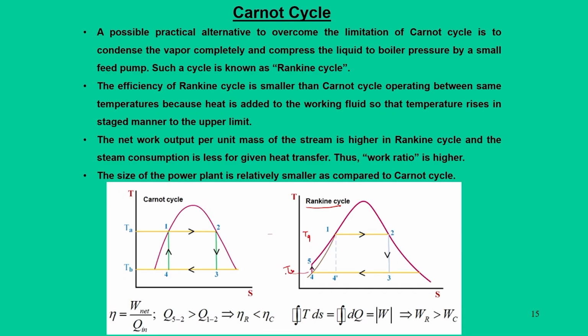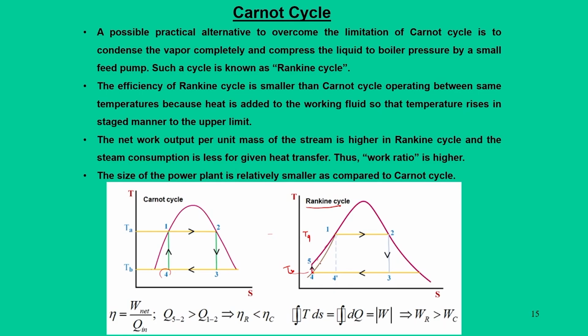While operating in the same temperature limits, looking at the limitations of the Carnot cycle, we have pushed state 4 into the saturated liquid region. So now 4 falls in this saturated liquid region. And what did you do? Then you bring this state from 4 to 1 through a heating process, constant pressure heating.